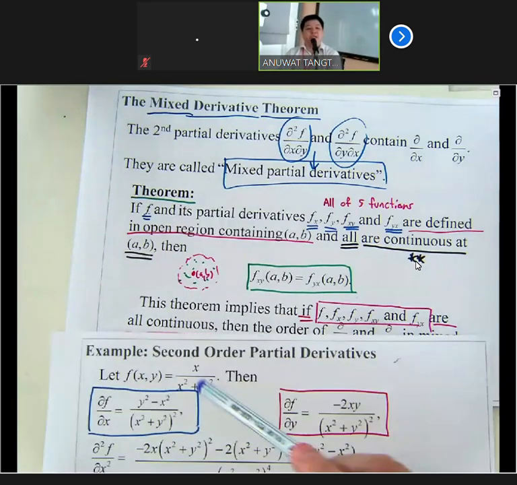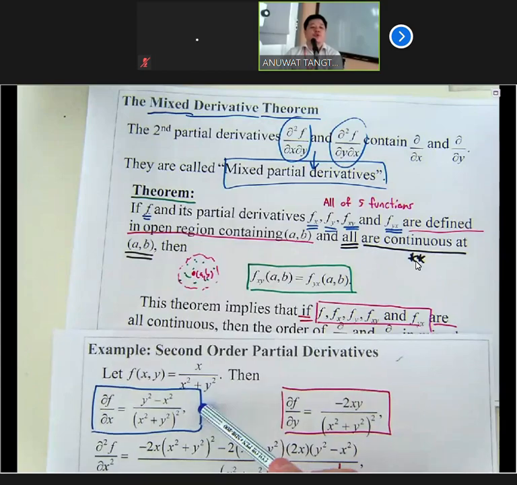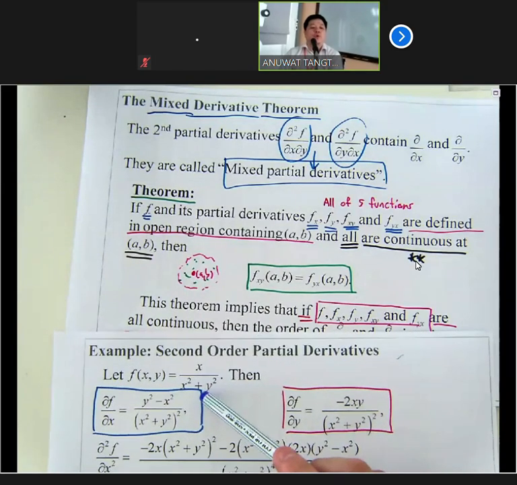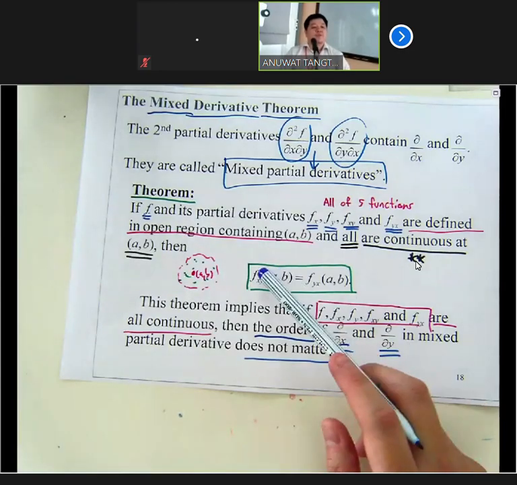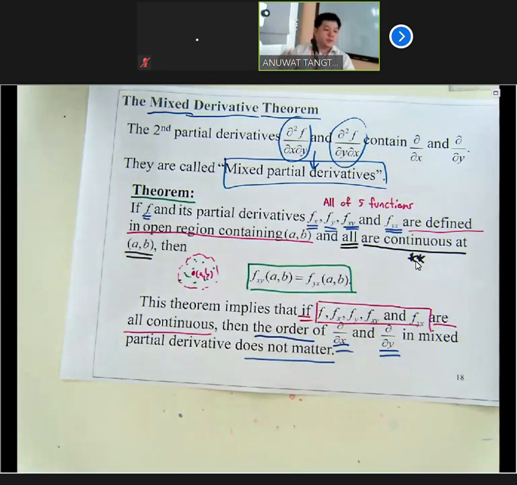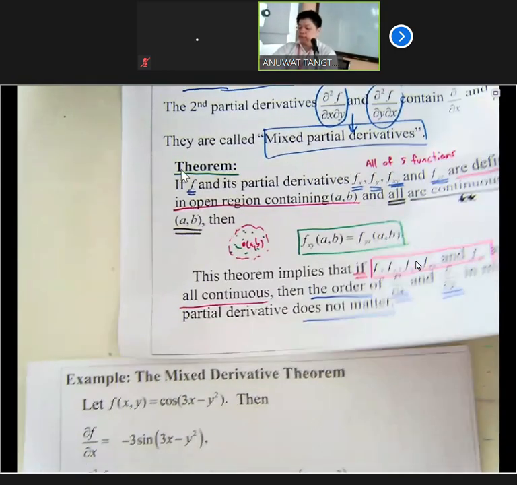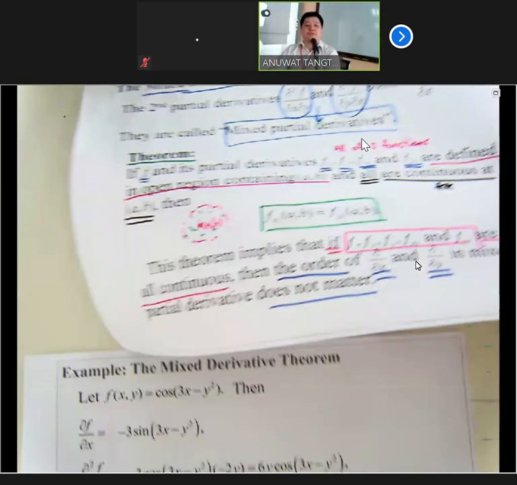But this one is continuous everywhere except the point 0, 0 because the denominator would be 0. So they are equal everywhere except the point 0, 0 because it is undefined. The function is undefined at that point. Now let's look at the next example. Okay, this is a mixed partial derivative theorem.